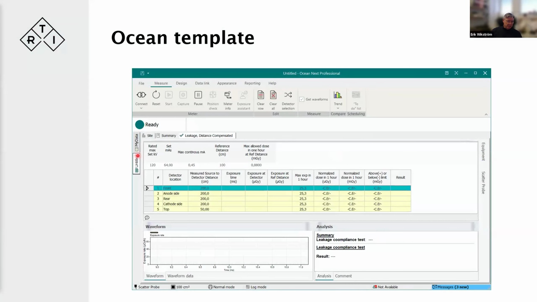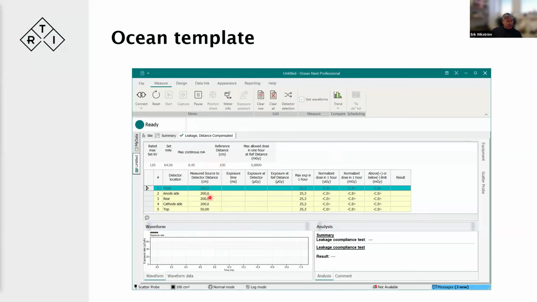So here's one example of a template set up to measure the leakage from a tube in 5 different areas: front, anode, rear, cathode, and top. So we feed it with the settings that we've made. Maximum continuous mA gives us how many exposures like this can be done in 1 hour. We position it here, and wherever we can, let it know that the reference distance is 100 centimeters, that's 1 meter.